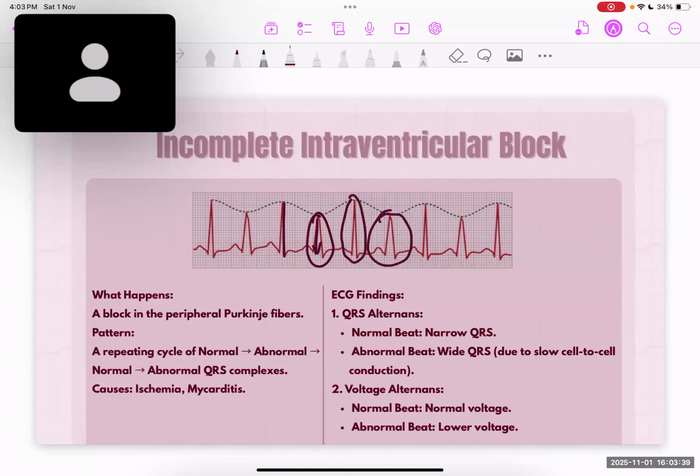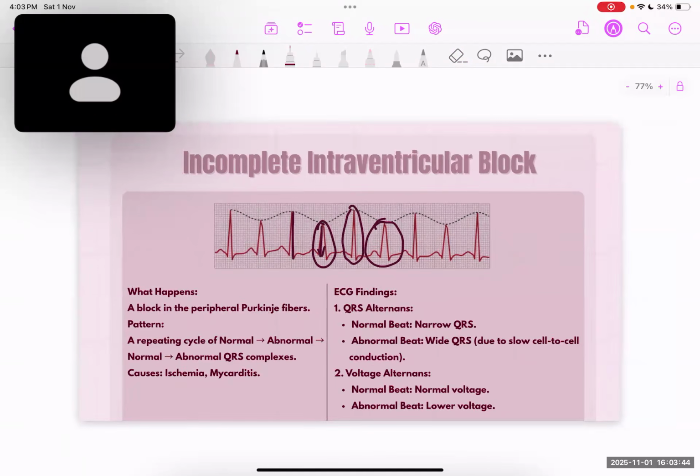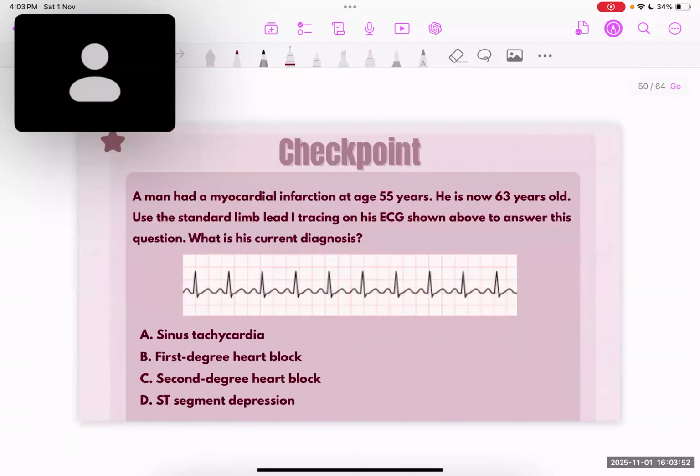So this is an incomplete intraventricular block. That's why. So when you see this pattern, which is abnormal, normal, abnormal, normal, just know it's an incomplete intraventricular block.